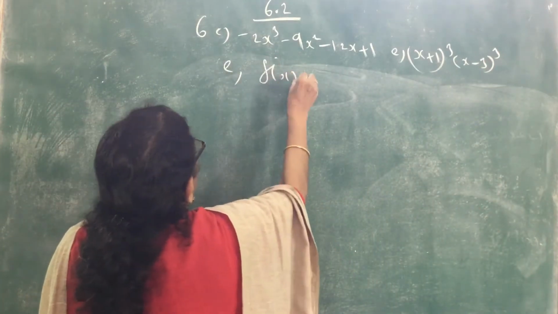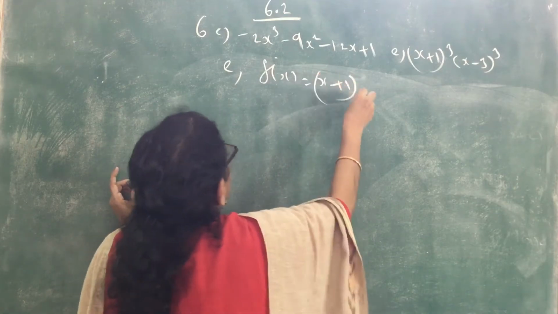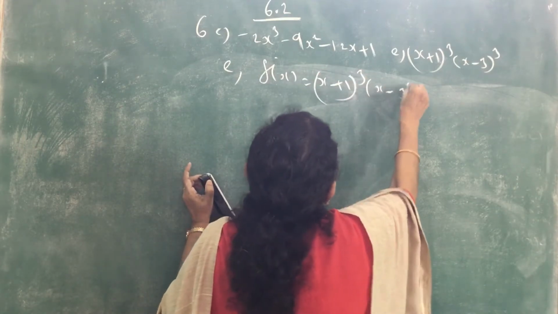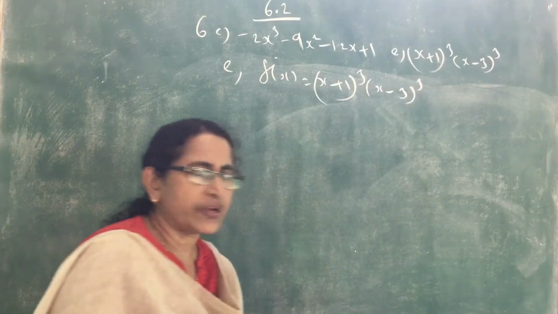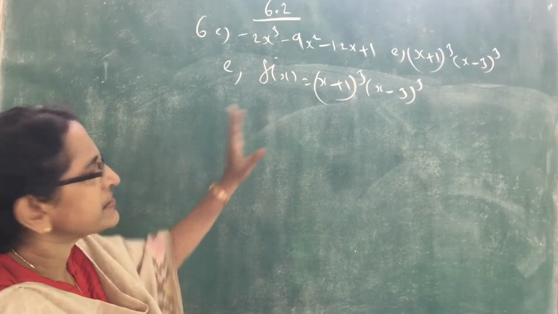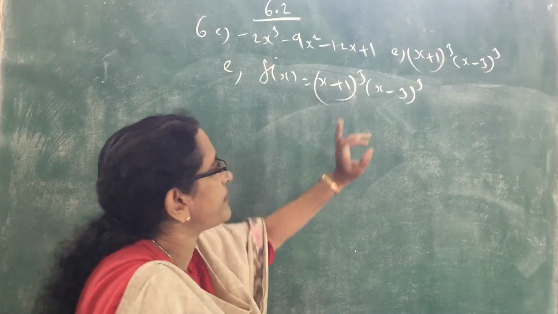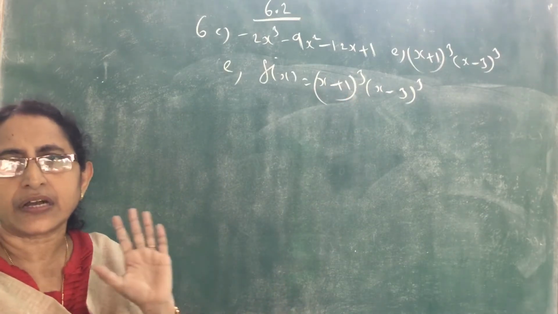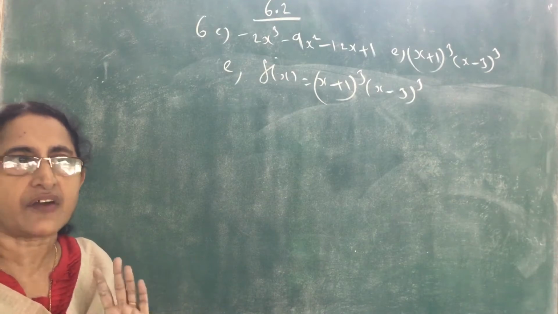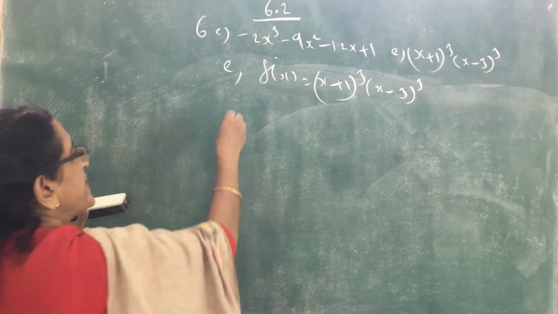f(x) = (x + 1)³ (x - 3)³. Now here, see this very important question. f(x) equals (x + 1) whole cube into (x - 3) whole cube. Remember that always write f'(x) in the factorized form. So first find f'(x), the derivative.